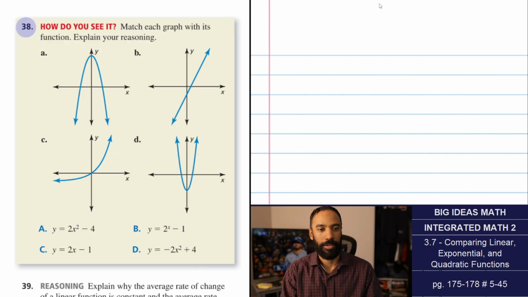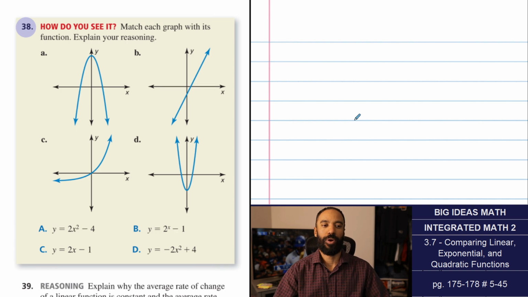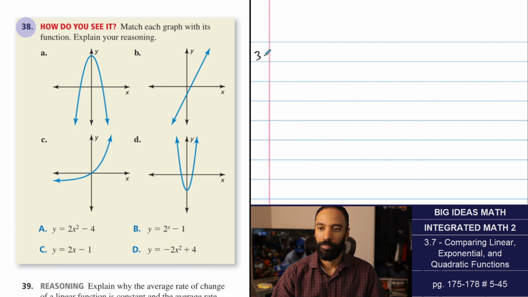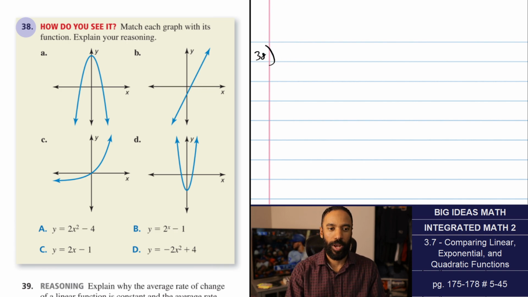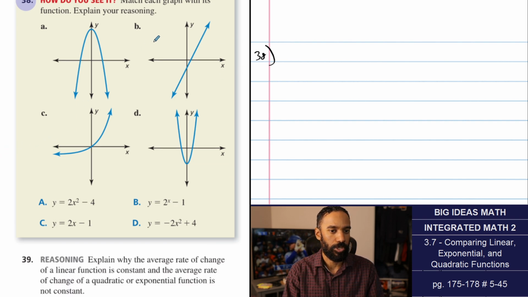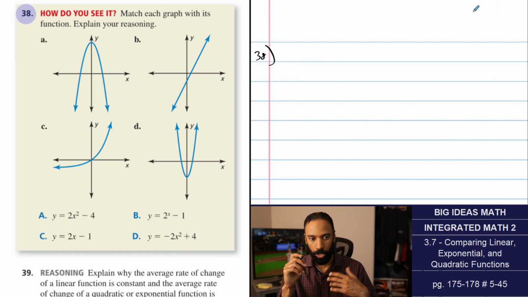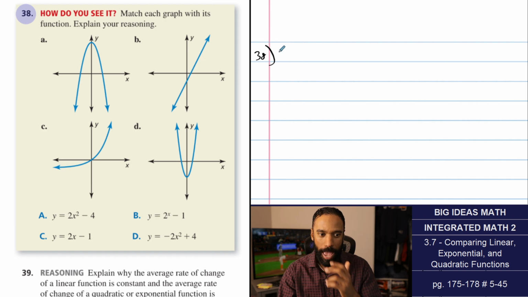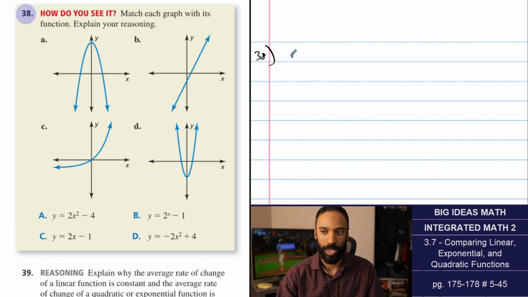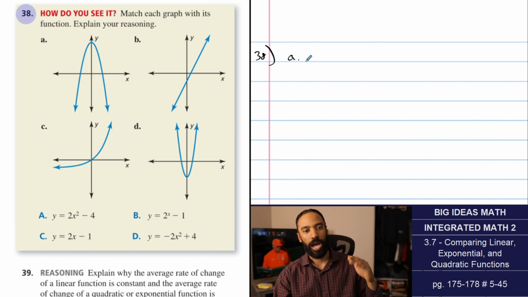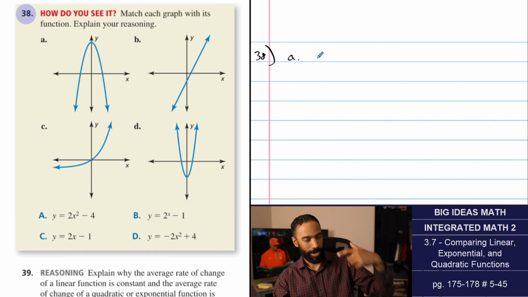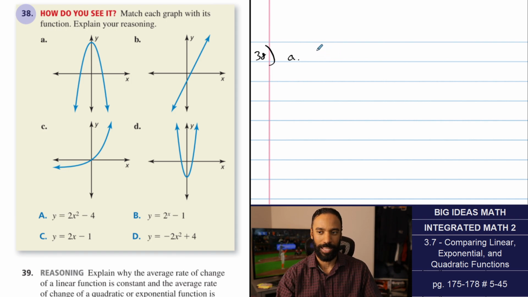All right, number 38. How do you see it? Match each graph with its function. Explain your reasoning. So I have two quadratic graphs in A and D. I got an exponential in C and linear in B. I don't know what to explain. I do, but just based off the equations, right? The forms. So A, these are different letters. Okay, lowercase a is an upside down quadratic equation. I'm looking for an x squared, but the a value being negative, that's letter D. Equation, graph A, equation D.